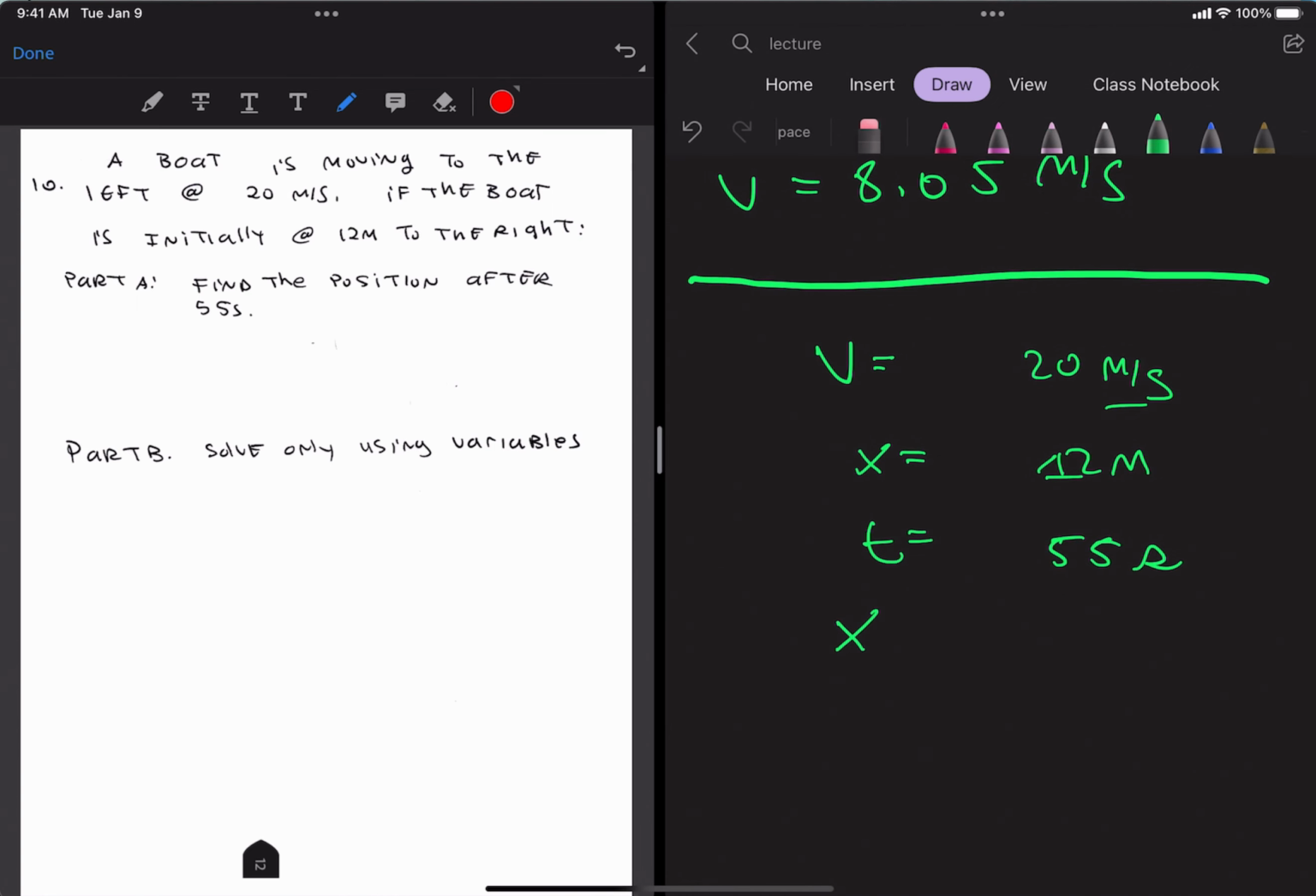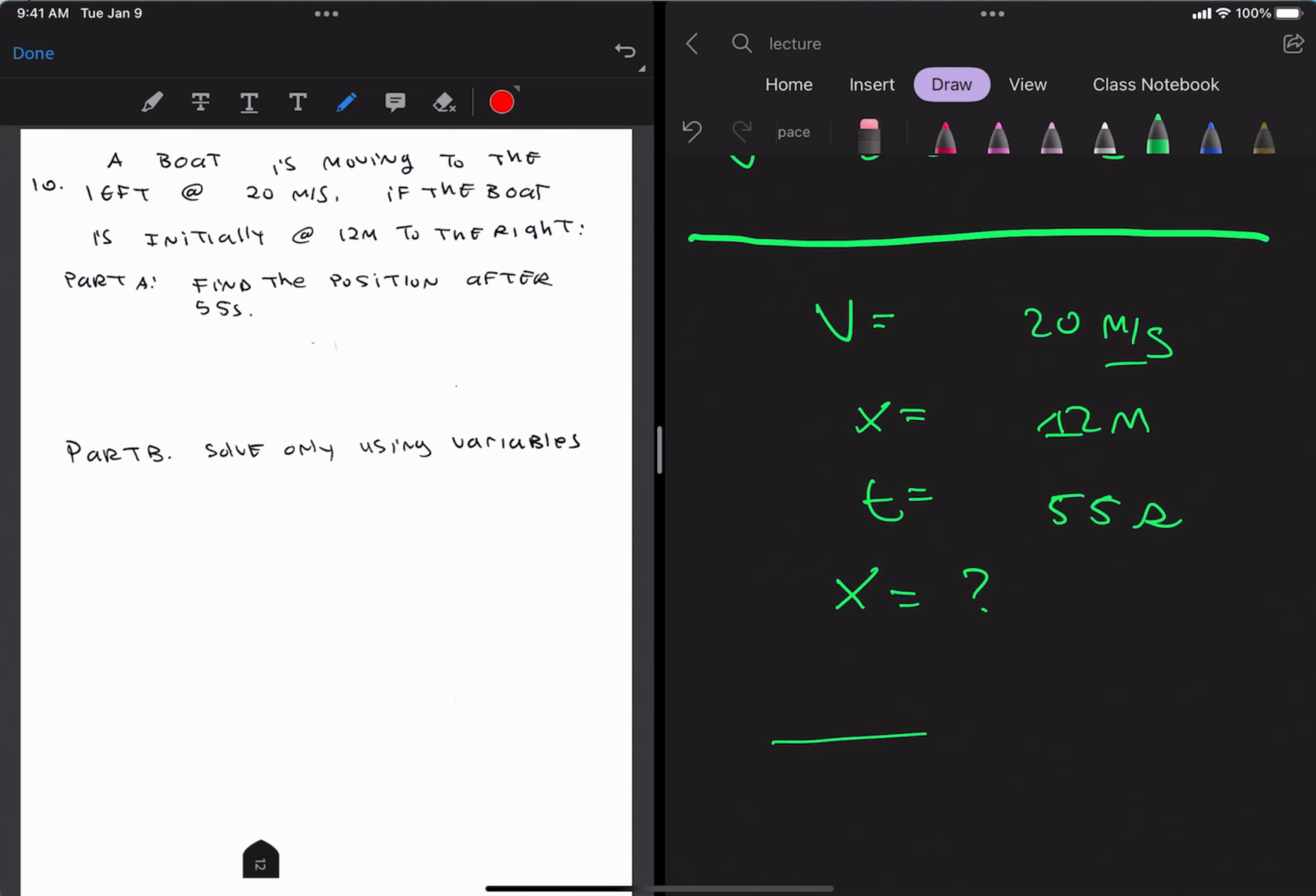Well, it's still not clear what's happening here, so let's try to draw what's happening. So you have a boat, and this is the ground here. The boat is moving to the left, so left is negative, so we're going to make this negative 20. Actually, let's make this the origin. So the boat is here, and it's moving to the left, and that position is a positive 12. That's to the right. So to the right means positive 12.